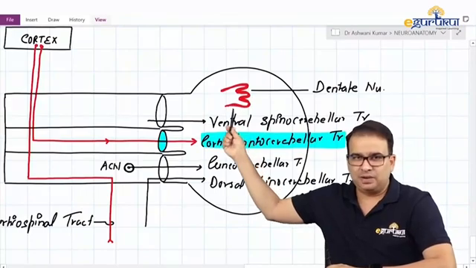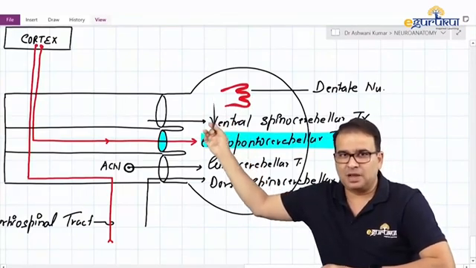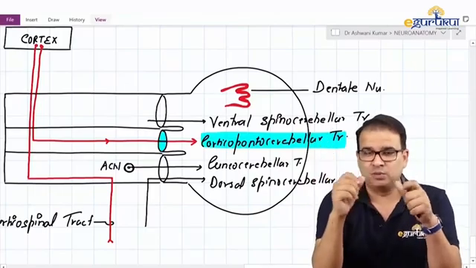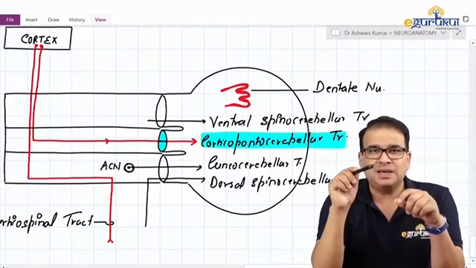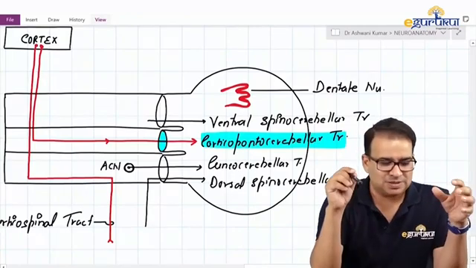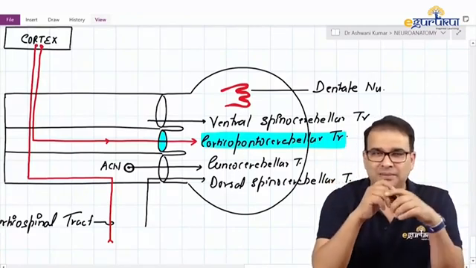These dentate nucleus fibers will come out here, and obviously they have to go to the cortex, into the motor area of the cortex to influence the motor cortex. But we know nothing can reach the cortex directly unless you relay in the thalamus. So there must be some nucleus in the thalamus where it will go and relay.